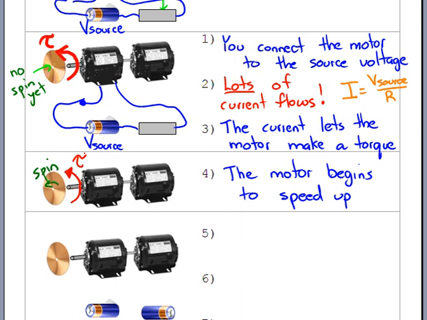But hang on, it's spinning. If it's spinning, it's going to be a generator, right? We've talked about how we've got these two roles. We've got the motor, and now it's going to be a generator because it's starting to spin. So we've got to talk about that issue. The spinning coil is going to behave like a generator.